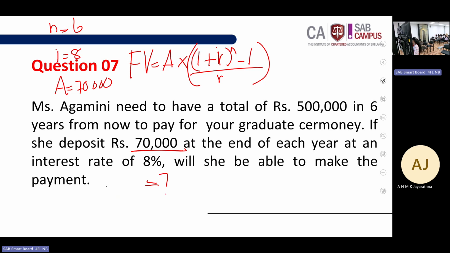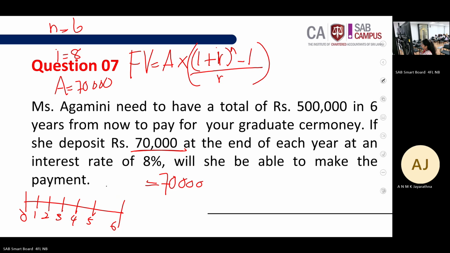A is 70,000. You are going to deposit, right? It's like this, right? If I draw a timeline, you are going to deposit: year 0, first year, second year, third year, fourth year, fifth year, sixth year. Each and every year, she is going to deposit 70,000. At the end of the 6th year, will she be able to collect this money? She collects the money. Right?